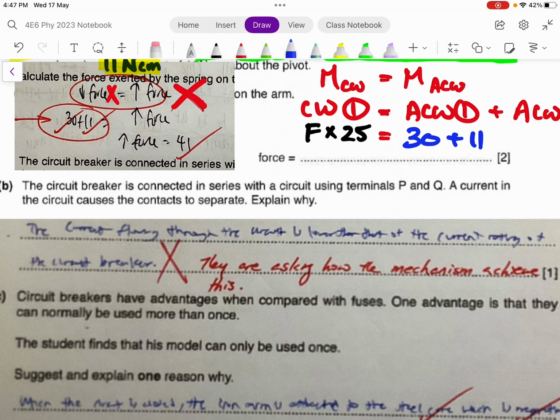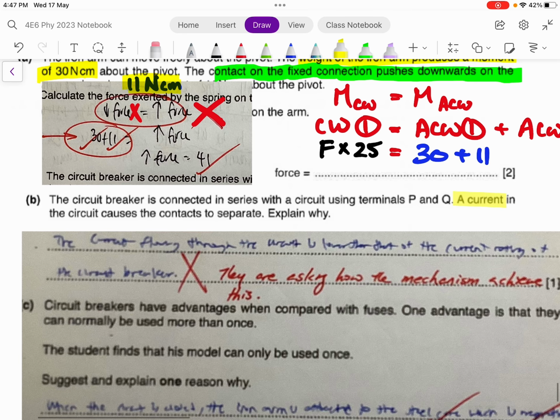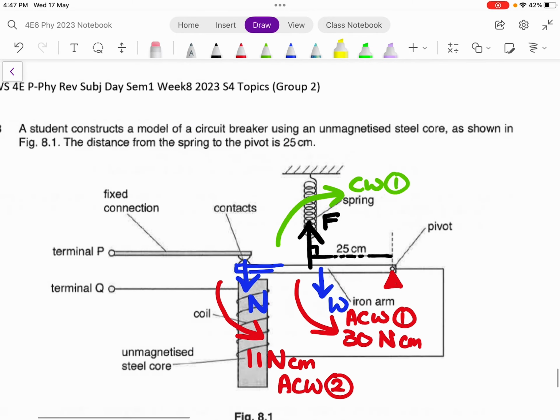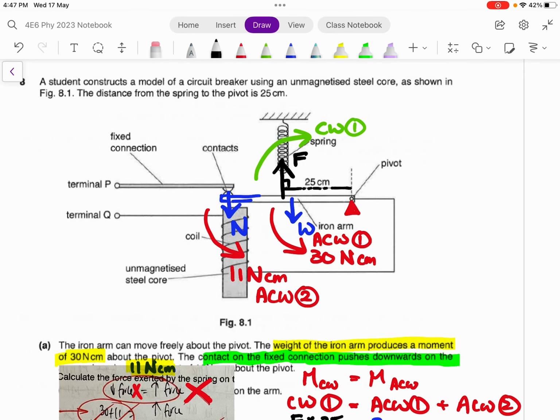But anyway, this question is trying to ask you how does the mechanism work? Why is it that a current in the circuit breaker can actually cause the contact here to break? And this particular student says the current flowing through the circuit breaker is larger than the current rating, so hence the contact breaks. I know that's what the trigger condition is. When you have a large current flowing through a circuit breaker, it will cause the circuit breaker to trip.